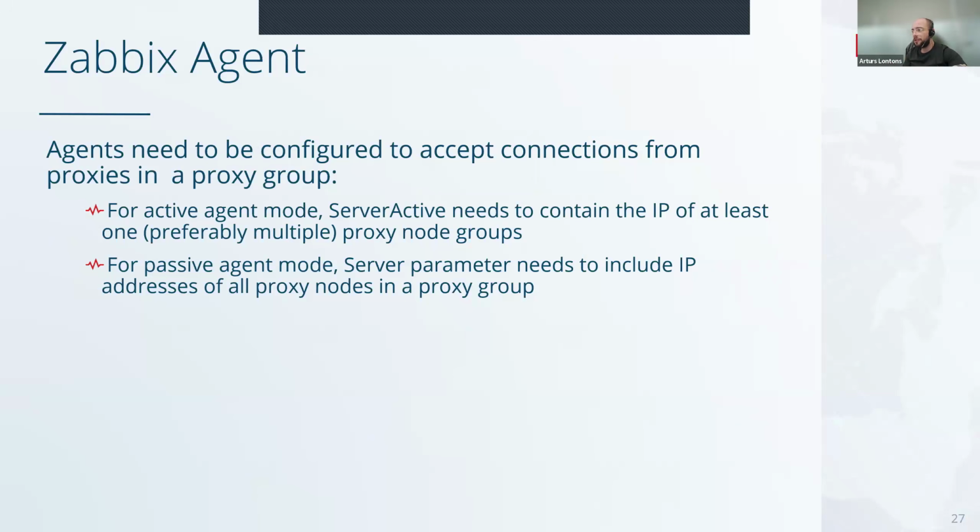For passive agents, the server parameter should include IP addresses of all proxy nodes from a proxy group. So this is where you probably either have some automation in place to generate the server parameter, or maybe you'll have a config file that you copy across your hosts or something like that.